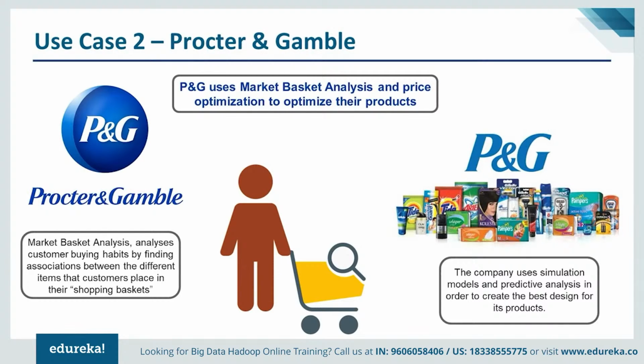So they place all these products like butter, bread, milk, eggs in close proximity because they know when a customer comes to buy bread, they might also want to buy butter or milk or eggs. All right, so this is one such example.